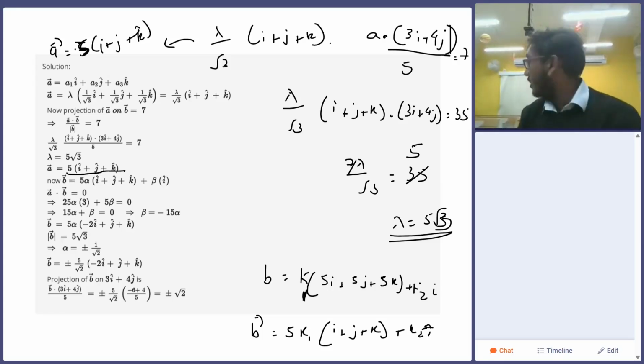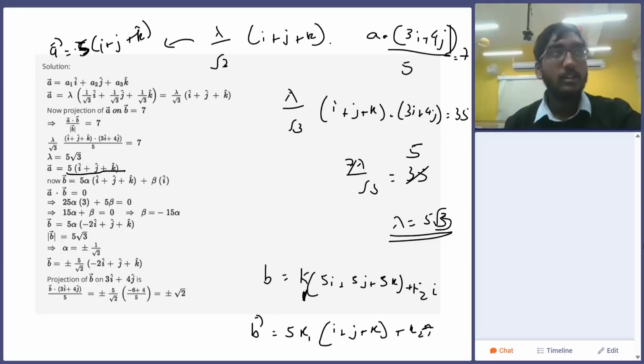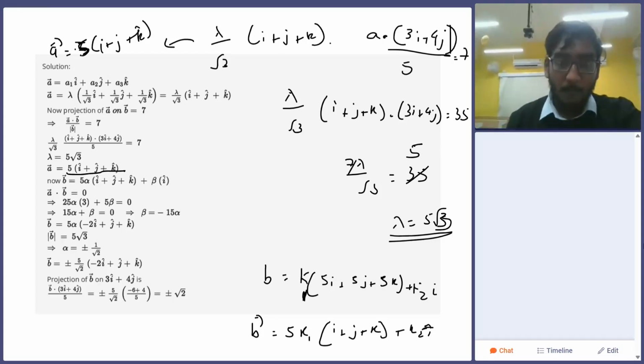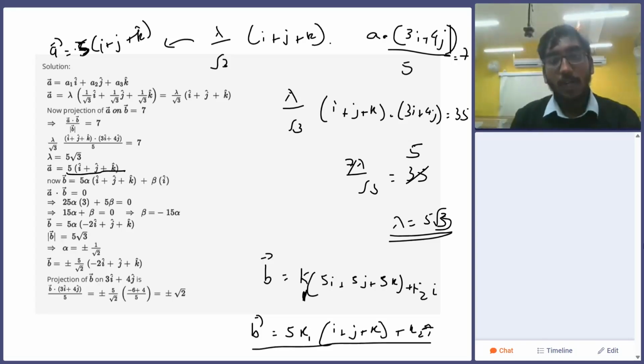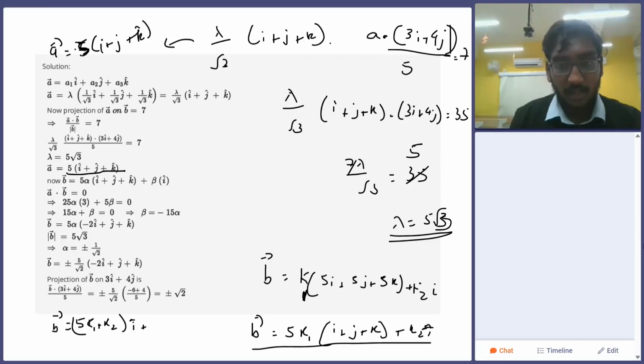Okay, in this way you can determine this vector. Yeah, so you can write B vector in this way. Okay, so how can you rewrite this in a better way? So you just write it like this. B vector is 5 k1 plus k2, right, into i plus 5k1 j plus 5k1 k. Okay, in this way you can write this B vector.